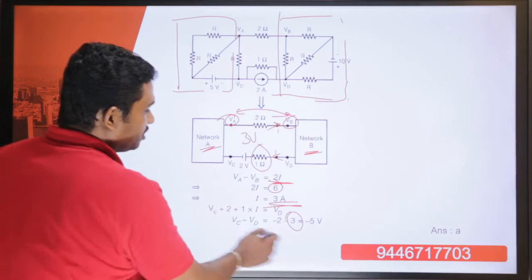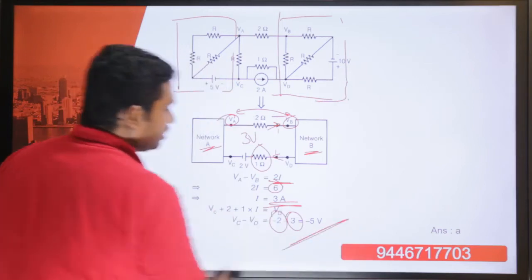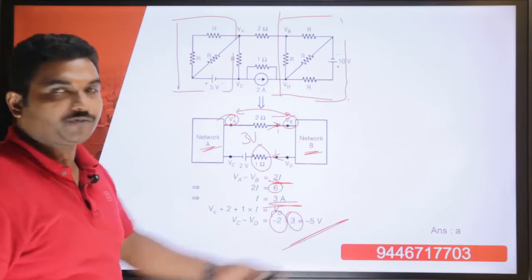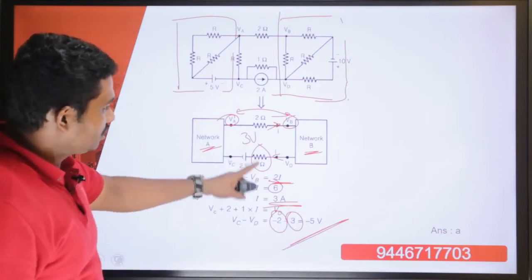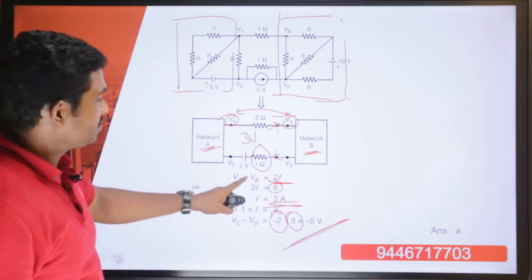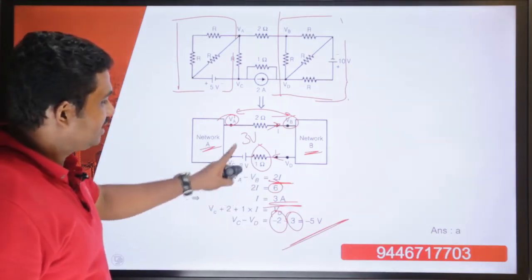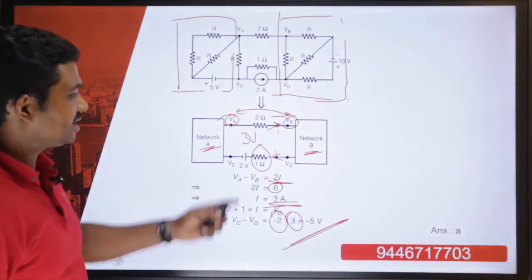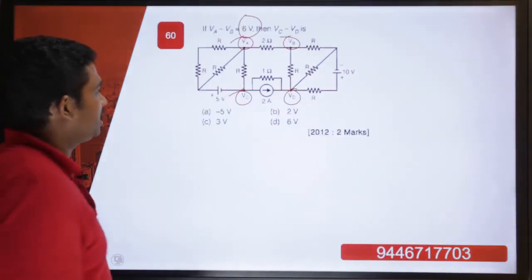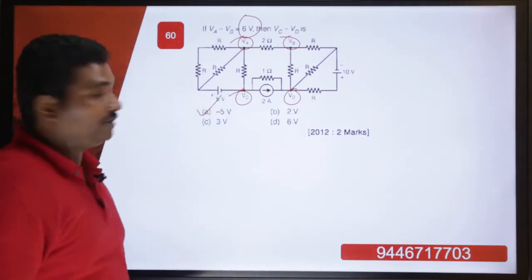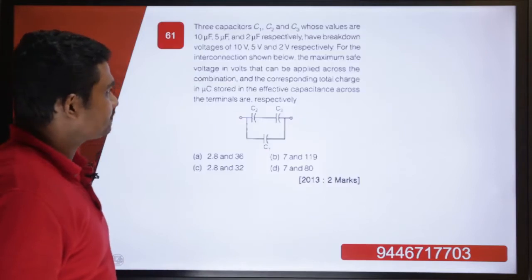There is a 2 volt source here. So what will be the total voltage difference of VC and VD? It will be minus 5 volt. The 3 volt drop is produced in the 1 ohm resistance, and there is a voltage source, so both are minus. So we will take it as minus 5 volt. So VC minus VD is minus 5 volt, and our answer is option A, which is minus 5, for question number 60.